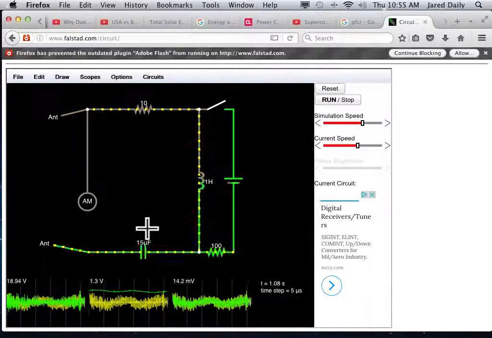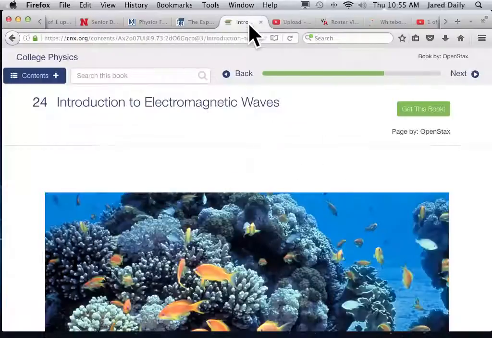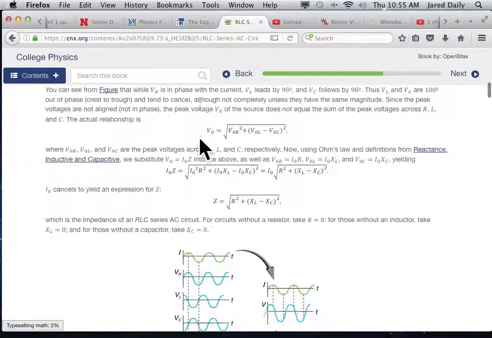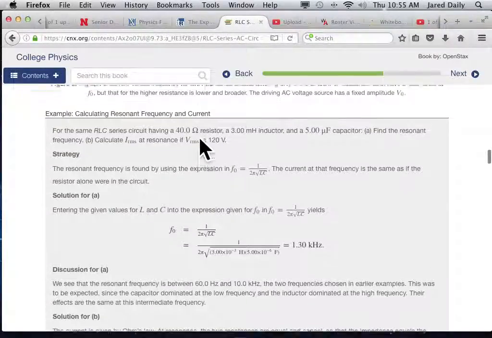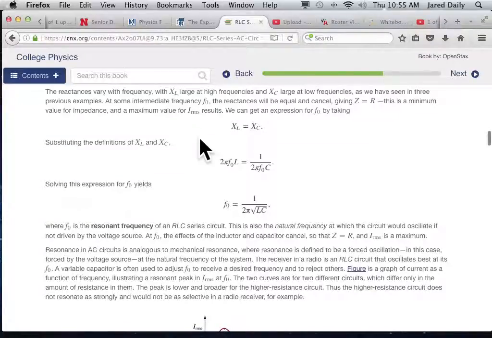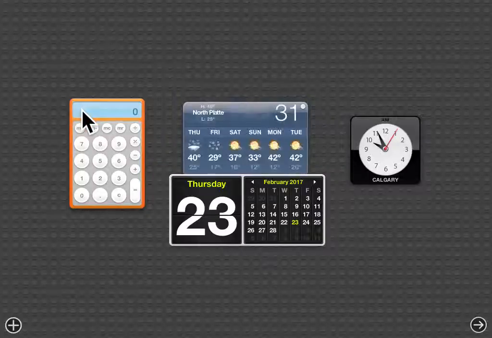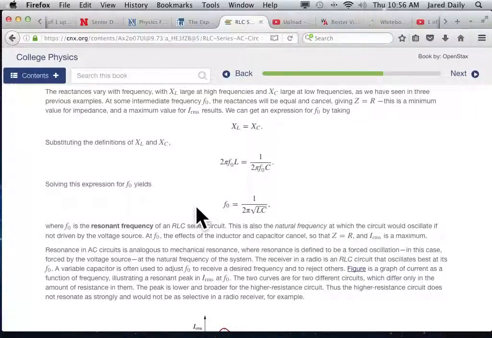Let's do it actually. 15 microfarads times 1 Henry. We go back to our book. And the resonant frequency is 1 over 2 times pi times the square root of L times C. Let's see, do I have a calculator here? Not really. I don't have square root here. Can somebody do that calculation? I don't have a good calculator for that. We need the square root of 1 times 15 microfarads.